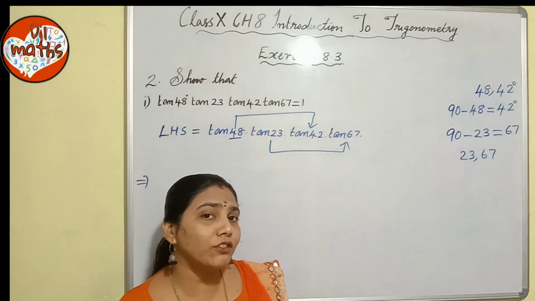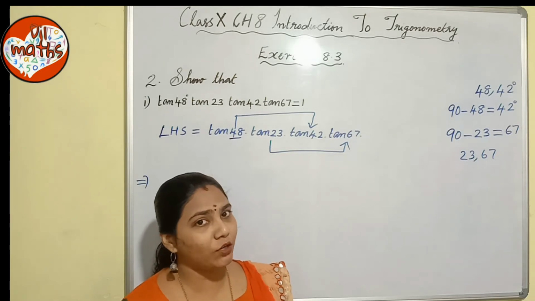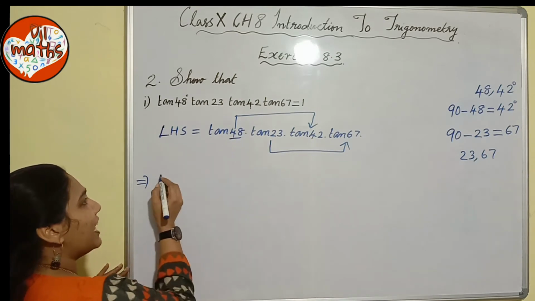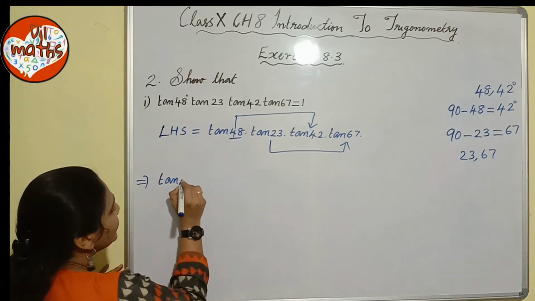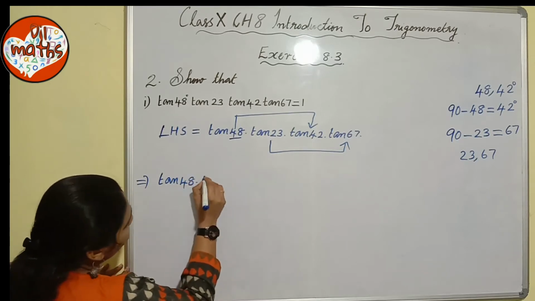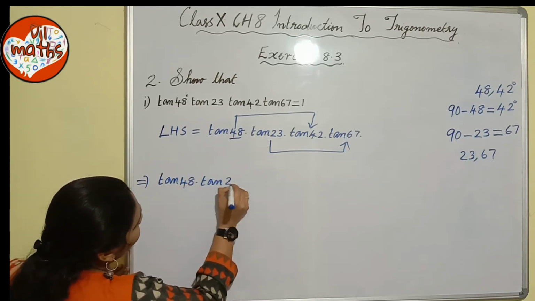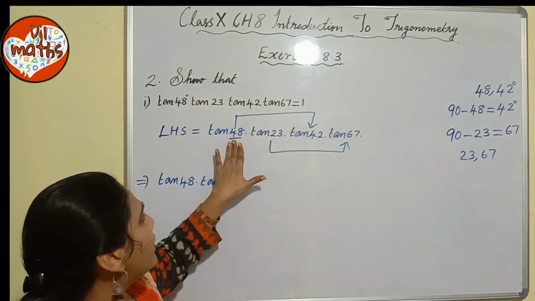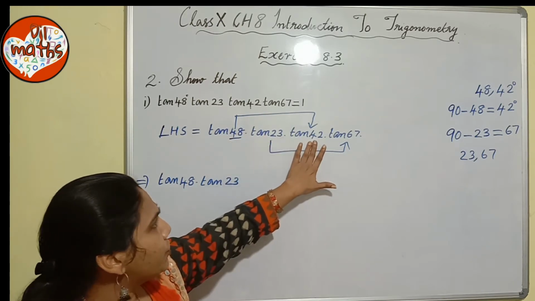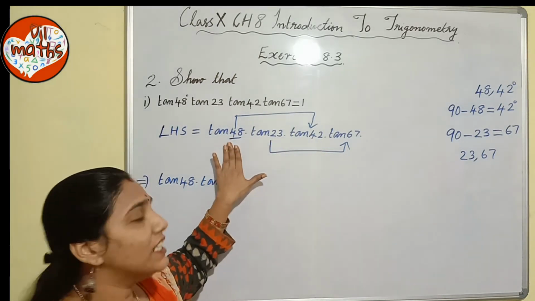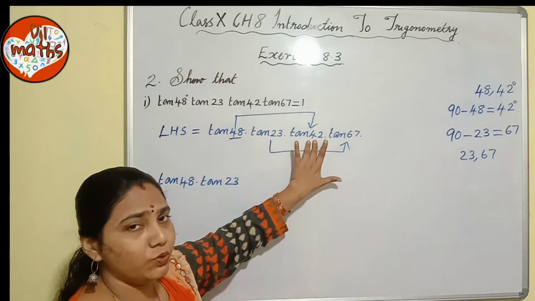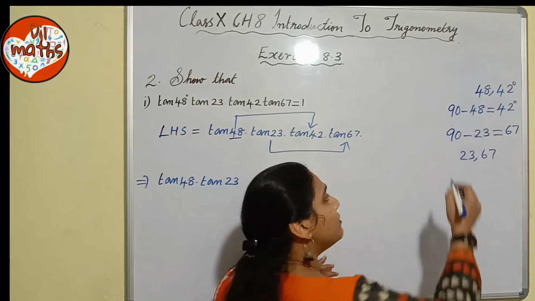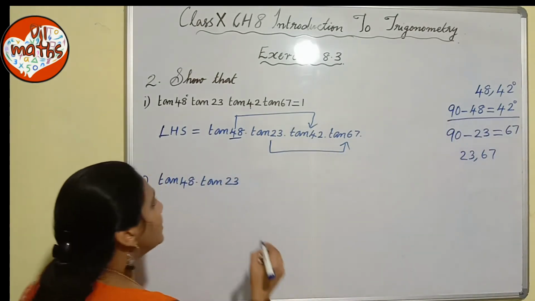In the next step, what we have to do? We have to change any one of the angles from each pair. So here I am going to write tan 48 as it is and tan 23 also as it is. I am going to change tan 42 from the first pair. I am not changing tan 48. I am going to change tan 42. Instead of 42, I can write 90 minus 48, isn't it?